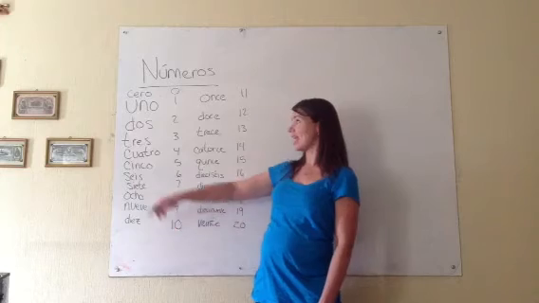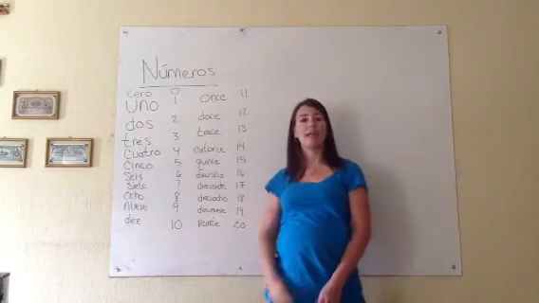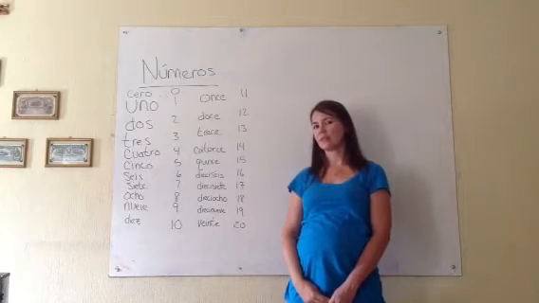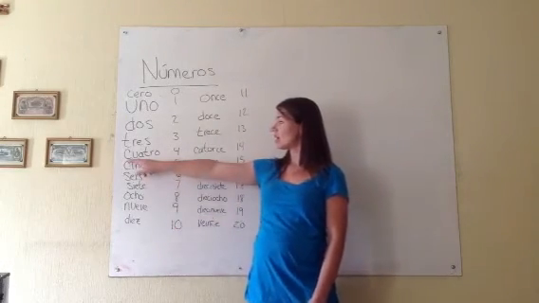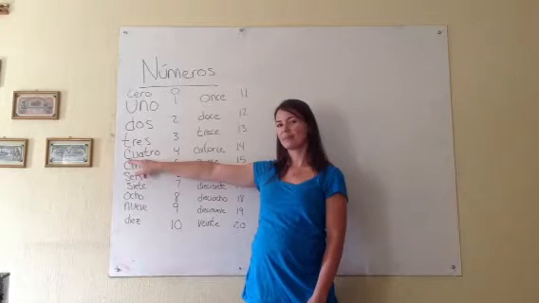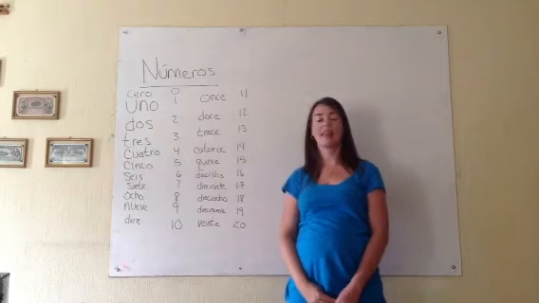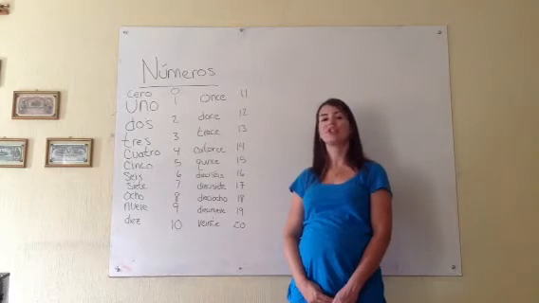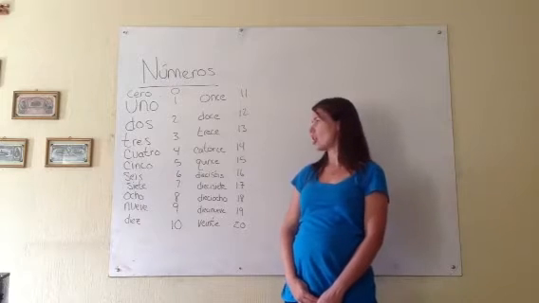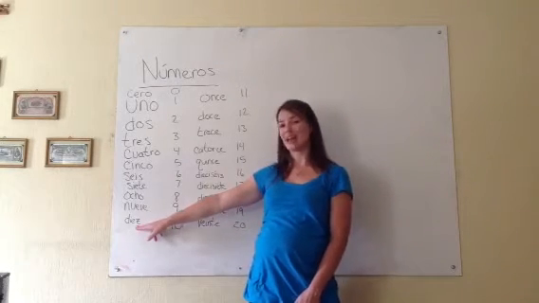The letter c, when followed by e or i, makes an s sound. When followed by any other letter, it makes a k sound. You'll see the c-h combination in the word ocho, and it sounds the same as it does in English. Ch.